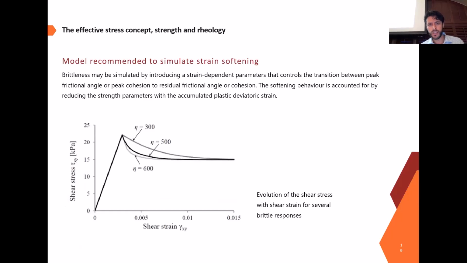Okay, so it seems like the effective stress concept has an effect on the rheological behavior of tailings. So how do we model it? Well, brittleness, which is how we describe this kind of behavior, may be simulated by introducing strain-dependent parameters that control the transition between peak frictional angle or peak cohesion to residual frictional angle or residual cohesion. And the softening behavior is accounted for by reducing the strain parameters with the accumulated plastic deviatoric strain.